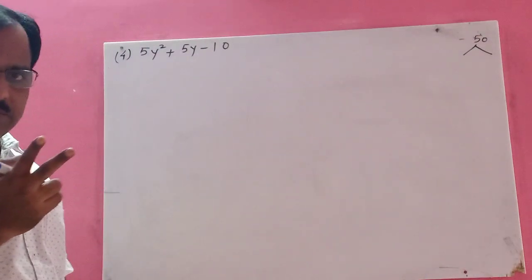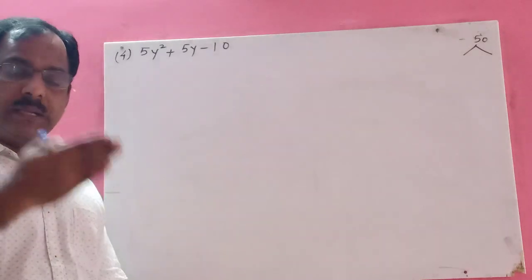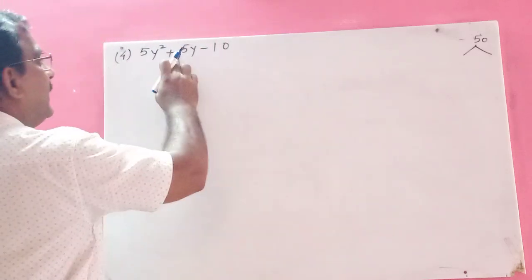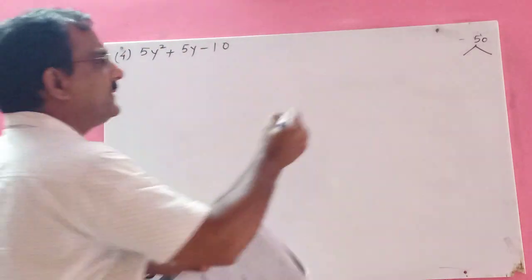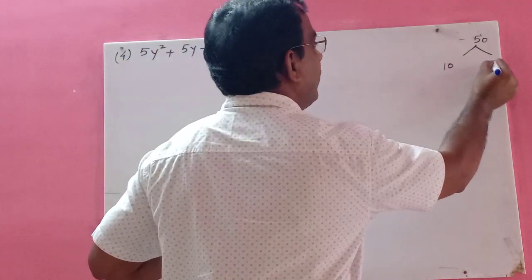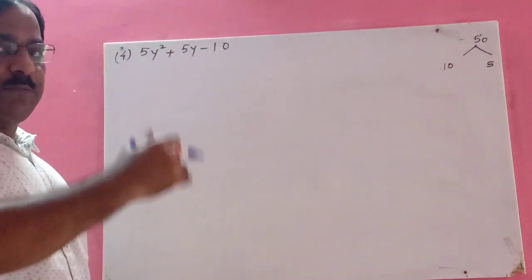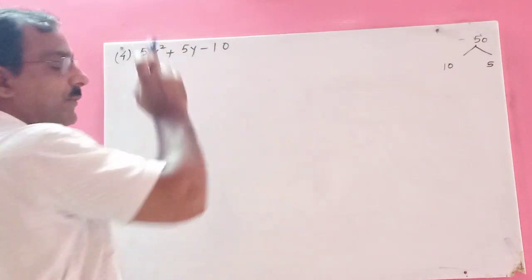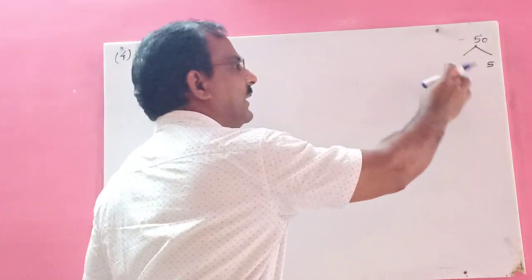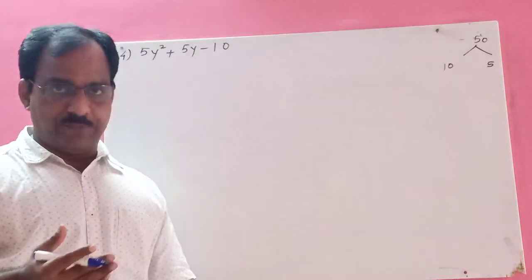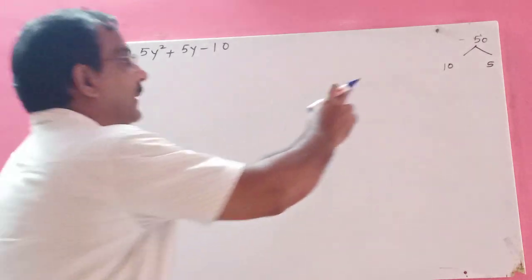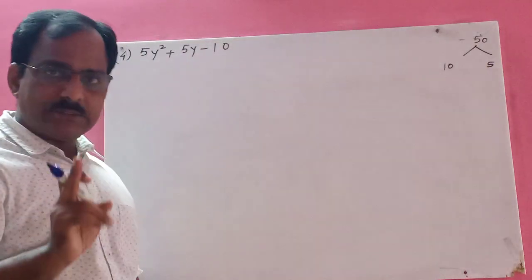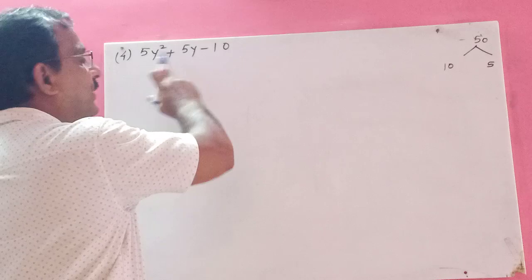So we need two numbers in such a way that when they are multiplied, the product should be minus 50, and when they are added, it is 5y. So children, 10 5s are. How will you start? 1 50s are, then 2 25s are. 2 plus 25 you will not get 5. So then finally 5 10s are or 10 5s are. 5 10s are how much? 50. And see, we need a plus 5y. So out of these two, one number must be negative. Then only you will get plus 5y.